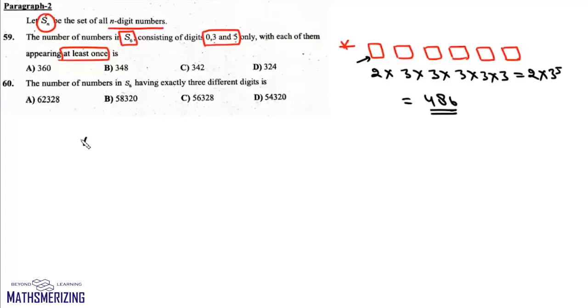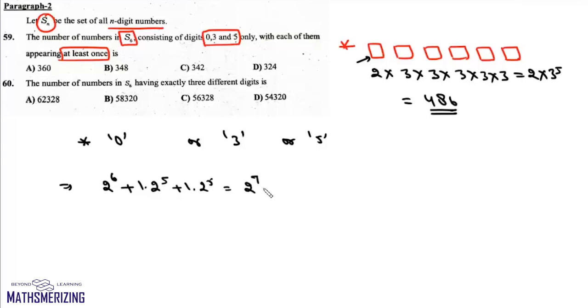Now from these total numbers we'll remove all the cases where at least one of these 3 digits is missing. So first we'll find all the cases in which at least one is missing. Now this missing digit could be 0 or 3 or 5. If the missing digit is 0, then the total number of numbers that can be formed is simply 2 to the power 6. If the missing number is 3, for the first place we have only one option, and for the remaining 5 we have 2 options each. In the same way for 5 also it will be 2 to the power 5. So this is 2 to the power 7, and that is 128.